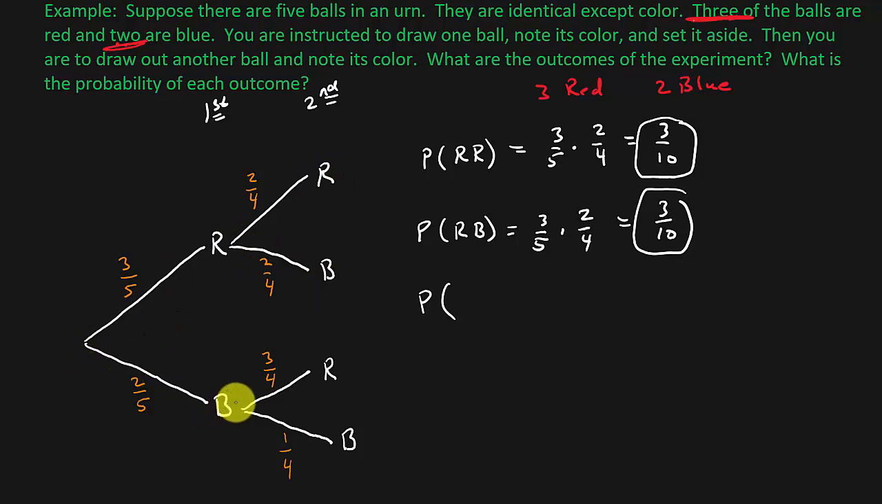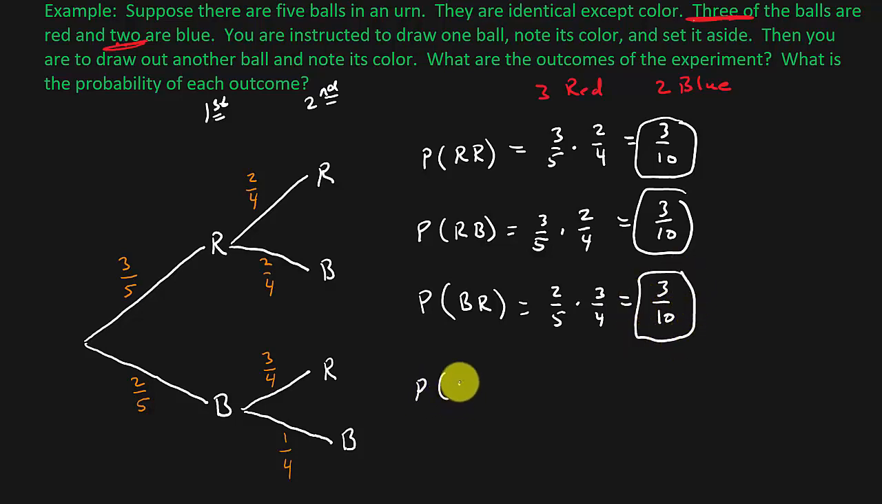Now what about blue on the first, red on the second? Well, blue on the first is 2/5 times red on the second, which is 3/4, and that would equal 3/10 also. And then what about the probability of blue on the first and blue on the second? Well, blue on the first is 2/5 times blue on the second, which is 1/4, and that would be 1/10 would be that probability.